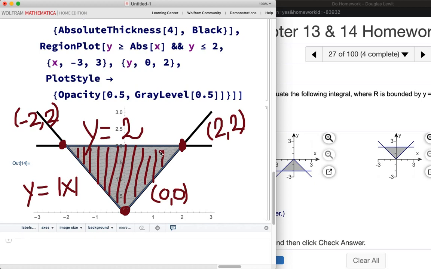So how am I going to set up this problem? I'm going to have to erase this, guys. I don't have a choice. I just don't have the room.